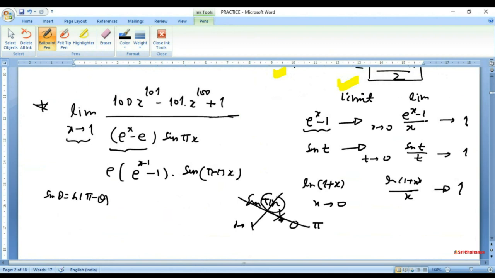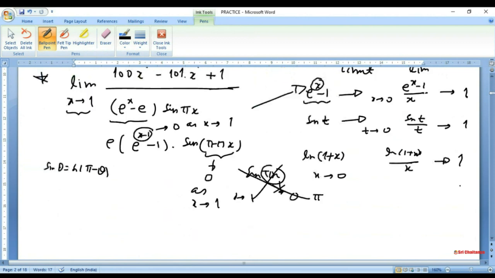Now we are good, because this argument of sine, as x tends to 1, indeed tends to 0. Similarly, this exponent tends to 0 as x tends to 1. So we want it like this: for e to the power x minus 1, the exponent must tend to 0. The argument of sine must tend to 0 to make use of these formulae.